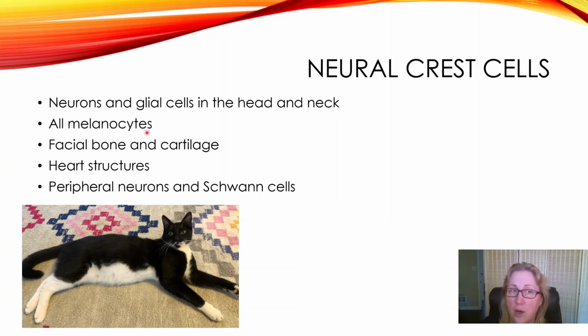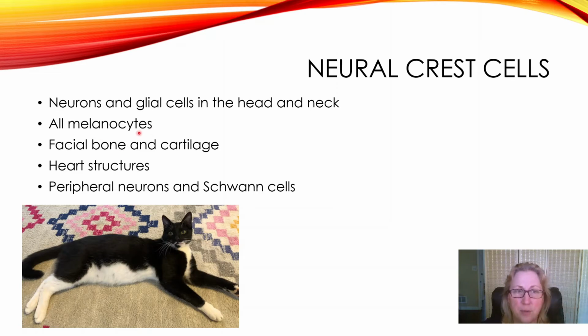Neural crests produce all the melanocytes in your body. So melanocytes produce all the pigment in our skin. So the reason that you have any pigment in your skin at all is because of the neural crest cells when you were an embryo migrating out from your back all the way around to populate your skin with melanocytes.